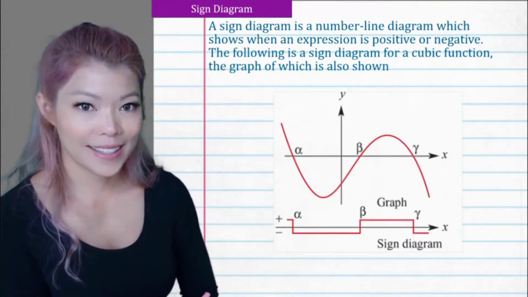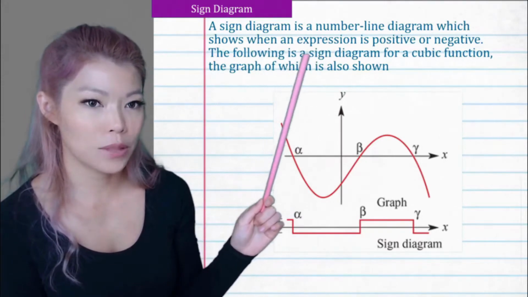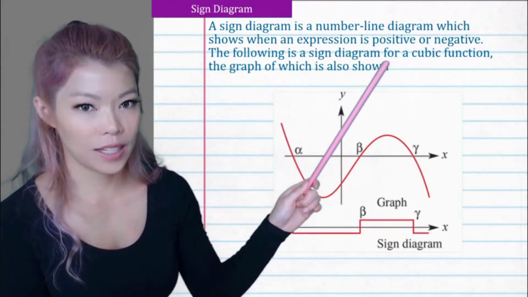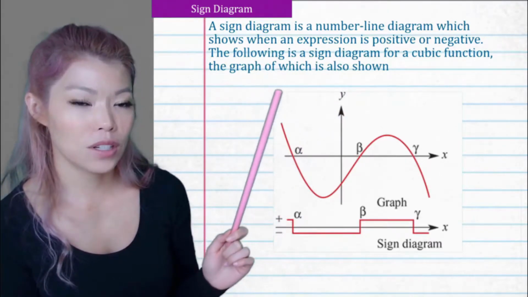So we can read this. A sine diagram is a number line diagram which shows when an expression is positive or negative. The following is a sine diagram for a cubic function, the graph of which is also shown.